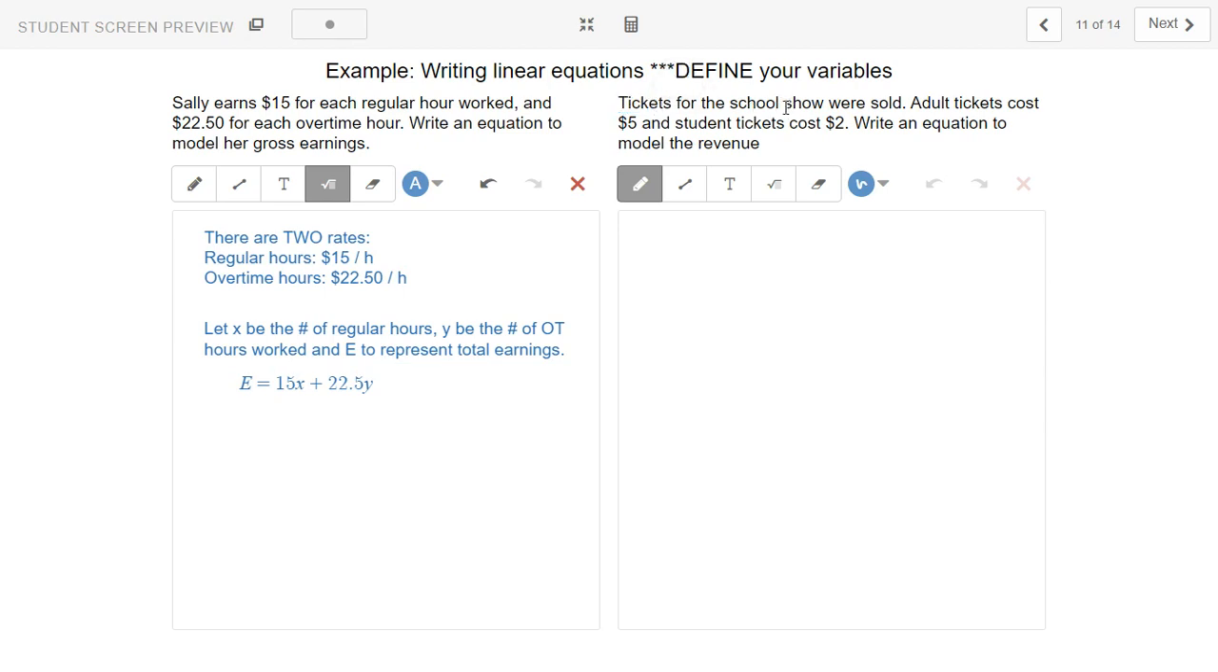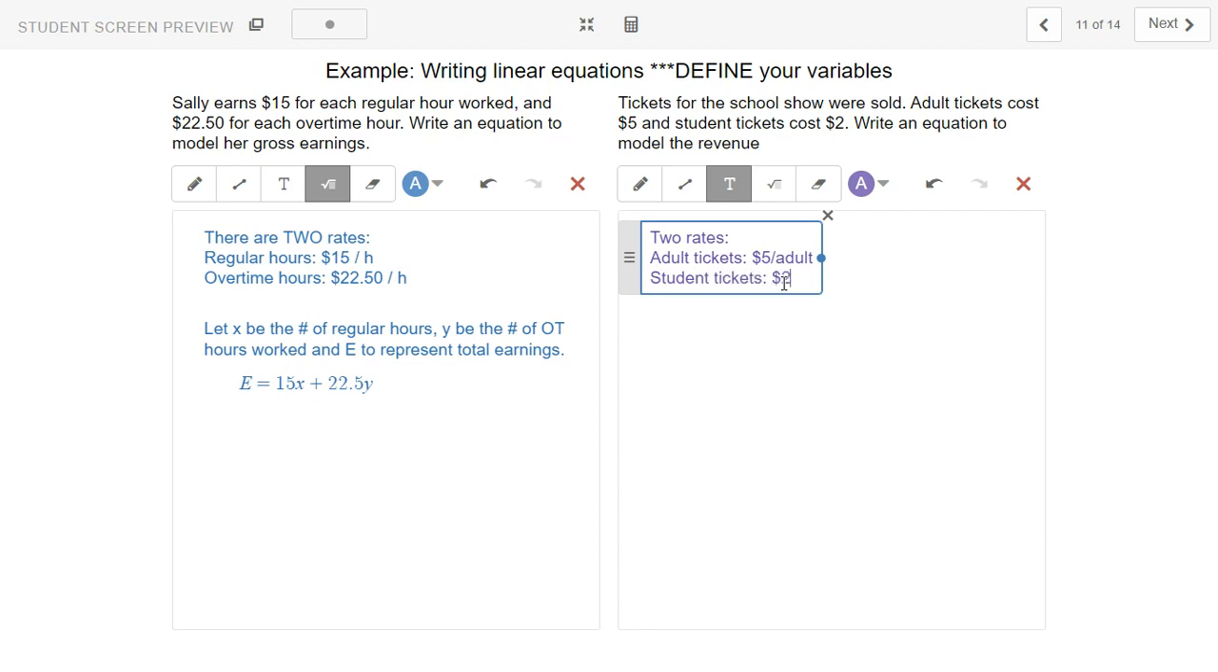Tickets for the school show were sold. Adult tickets cost $5 and student tickets cost $2. Write an equation to model the revenue. So, how much money was earned from selling school show tickets? We have two different rates here. The first rate we have are adult tickets. Those are $5 per adult. We also have student tickets. Student tickets are $2 per student.